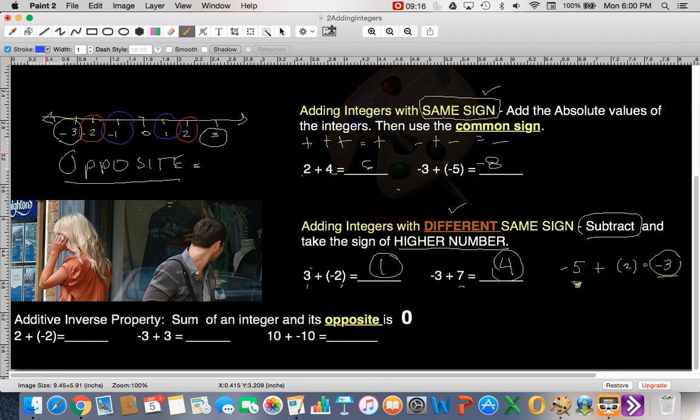So in adding opposite numbers, we have the so-called additive inverse property, wherein if you add two opposite integers, the answer would be 0. Let's take this. 2 plus negative 2 is 0. Negative 3 plus positive 3 is 0. Positive 10 plus negative 10 is 0.